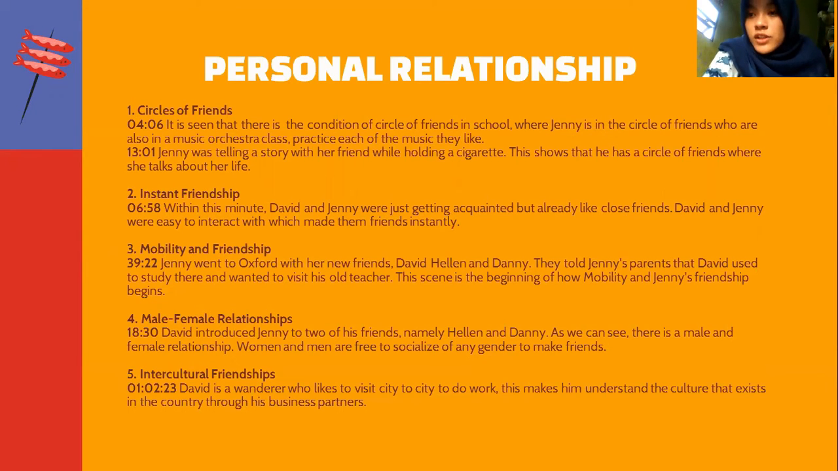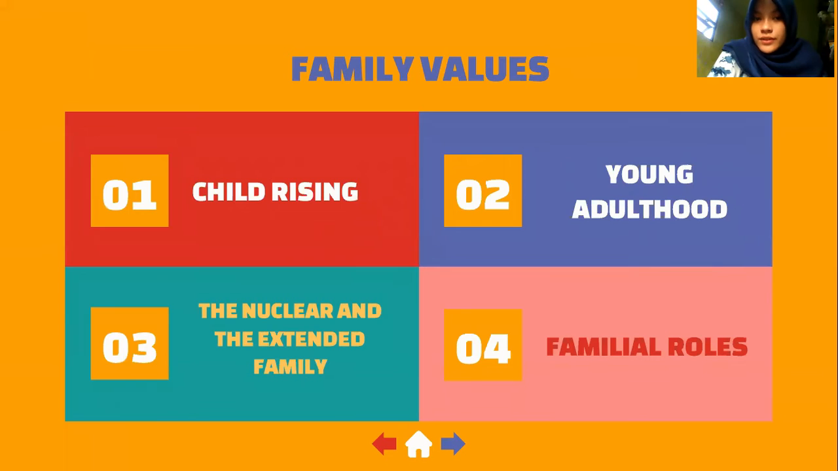And then male and female relationship is also shown by David and Jenny's scene. And also intercultural friendship, when Danny liked to visit another city to do work. This makes him understand the culture that exists in the country through his business partners. And then family values. There are child raising, young adulthood, the nuclear and extended family, and familiar roles in this film.